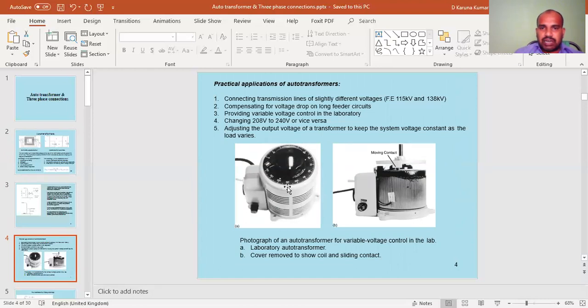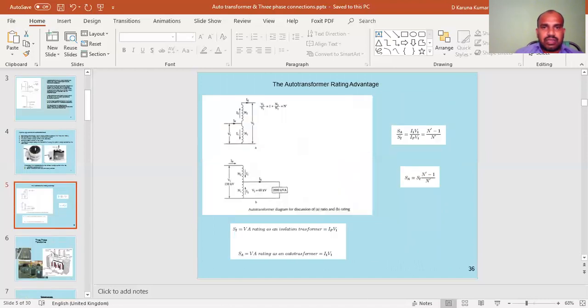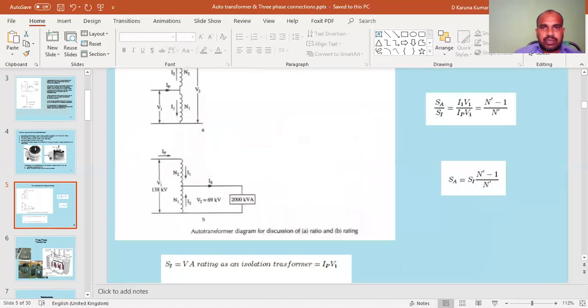This is a diagram of auto transformers. This is a laboratory transformer with the cover removed so the coils and windings can be seen. These auto transformers are used for lab applications and practical applications. This is the auto transformer rating and its advantages. S1 is the VA rating of the isolated transformer, and SA is equal to the VA of the isolated primary transformer.